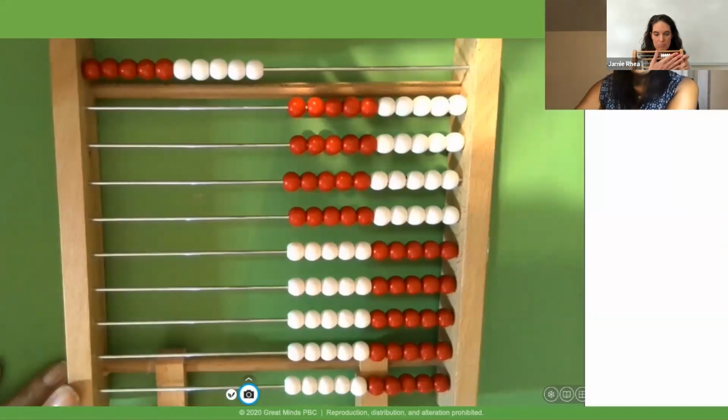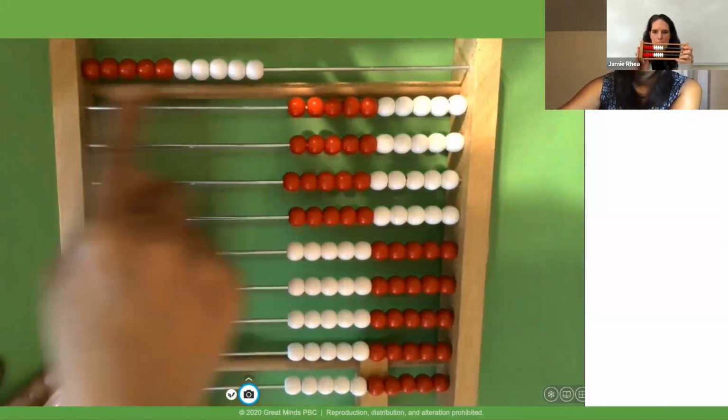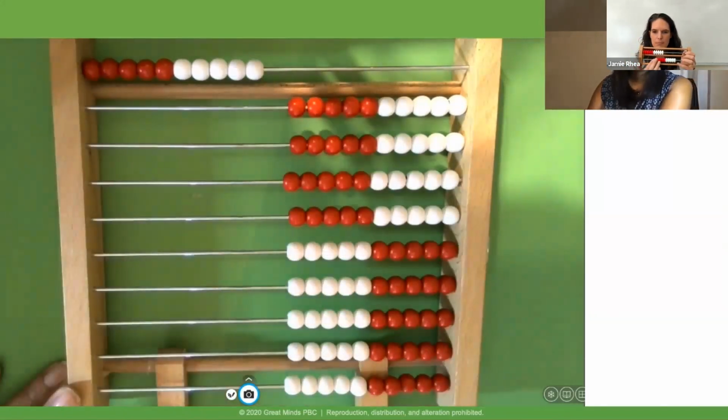So what we see here is called a Rec and Rec. Now looking at the beads on the top row, tell me how many red beads you see. Count them. 1, 2, 3, 4, 5. 5, very good. How many white beads do you see? 1, 2, 3, 4, 5. 5, good job. 5 and 5 make, we know that's a double, 10. Very good.